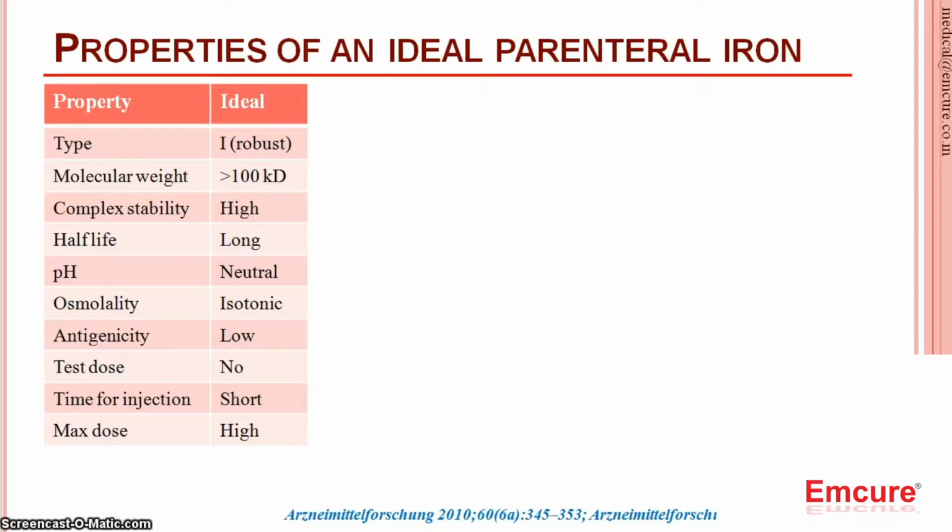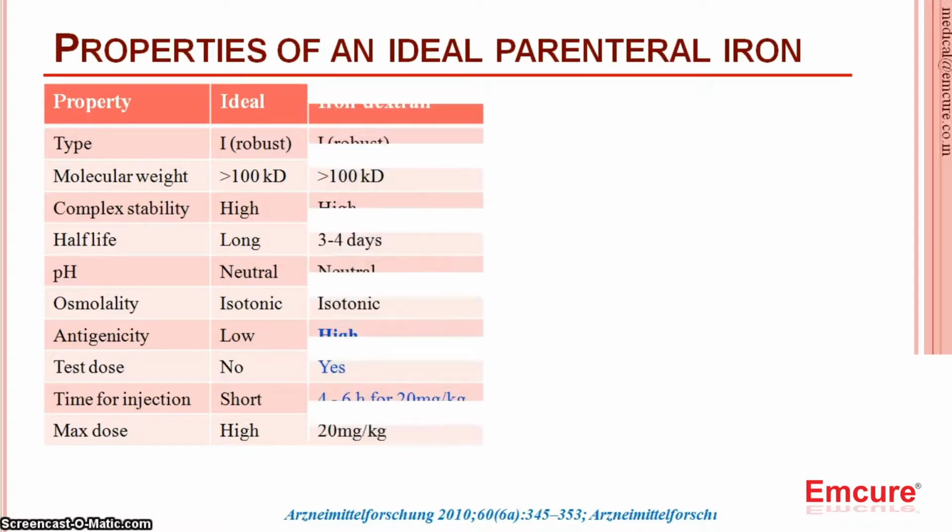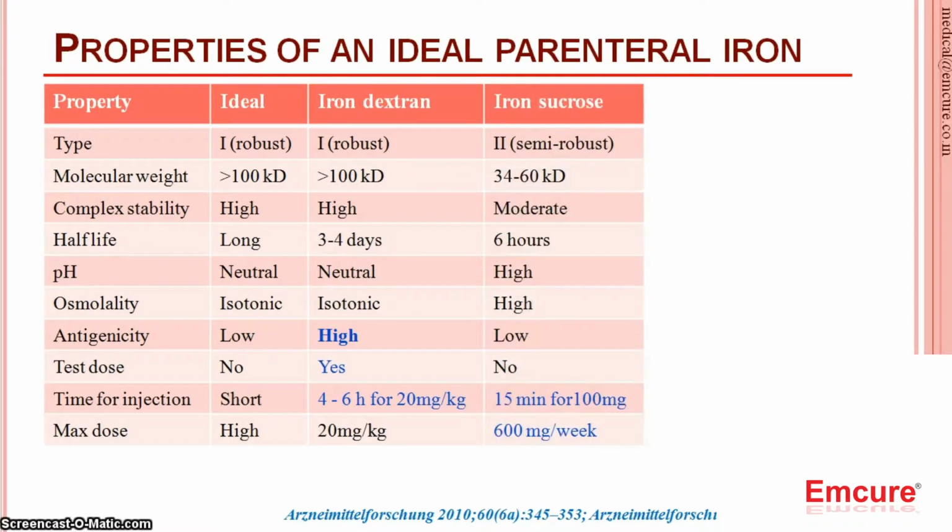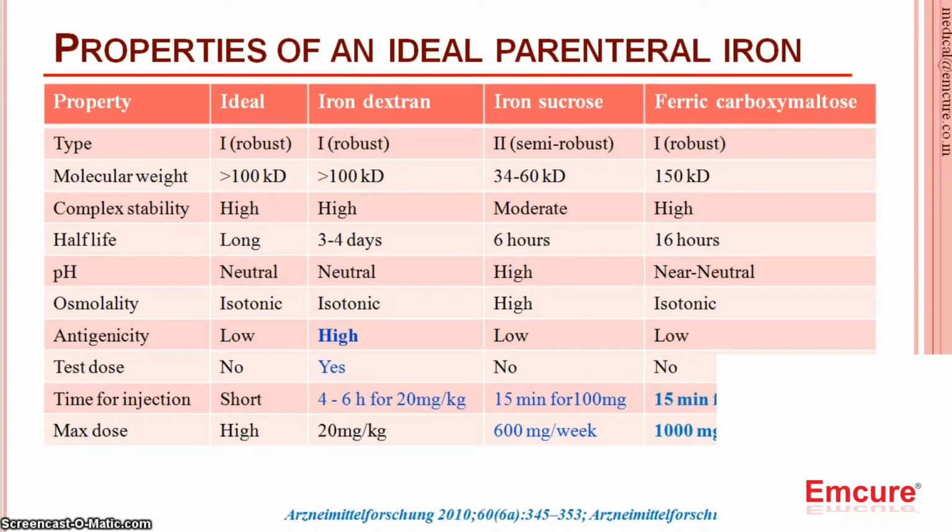Time for administration of this injection should be short, and it should be possible to deliver the maximum dose in this short interval of time. We have iron sucrose and we have ferric carboxymaltose injection. Iron sucrose is a type 2 semi-robust iron, whereas ferric carboxymaltose is a type 1 robust iron, which resembles the properties of an ideal parenteral iron.